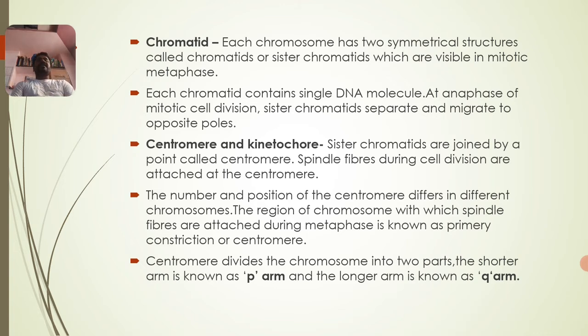Means in the mitotic cell division, during the metaphase stage, you can easily see the chromatids of a chromosome under a light microscope. Chromatids are nothing but the arms of chromosomes, which are formed by the condensation of euchromatin. There are 2 or 4 chromatids present in a chromosome, visible during the metaphase stage of mitotic division.